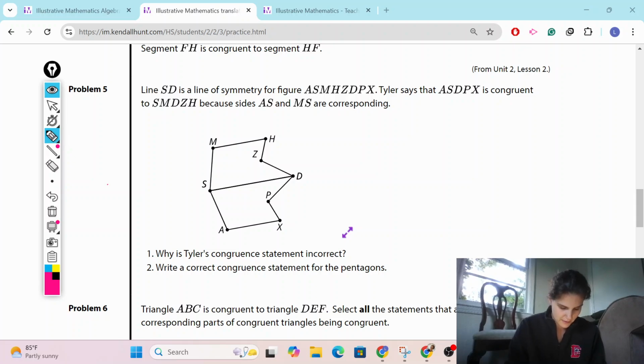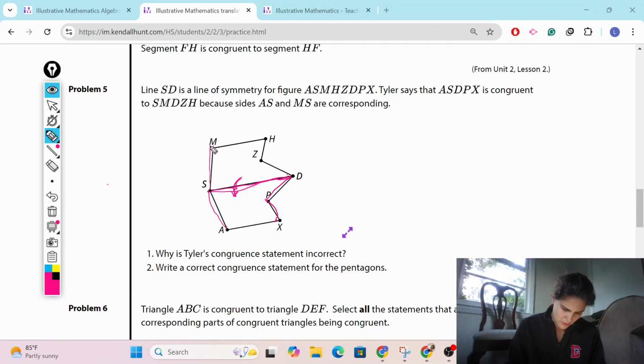Problem number 5. Line SD is a line of symmetry for figure ASMHZDPX. Okay, so we've got a line of symmetry right here. A line of symmetry means one side can be reflected on top of the other. Tyler says that ASDPX is congruent to SMDZH.